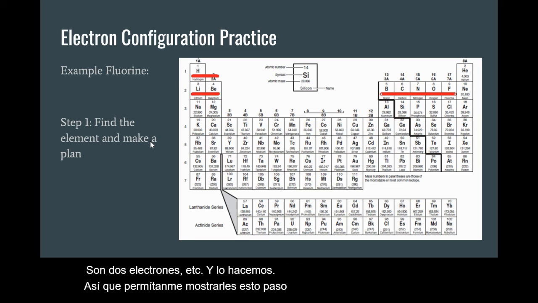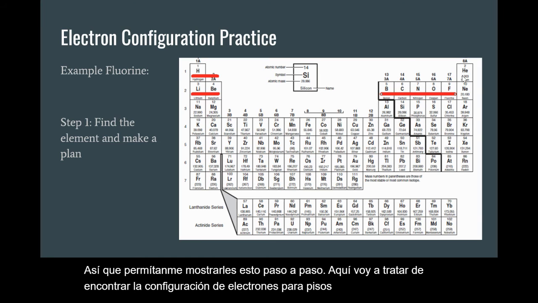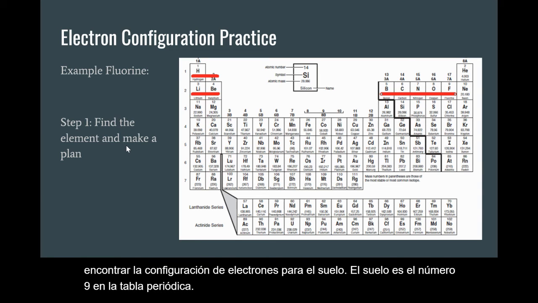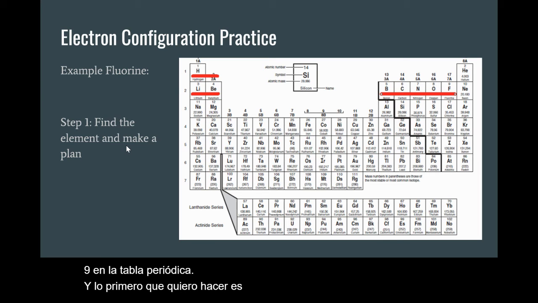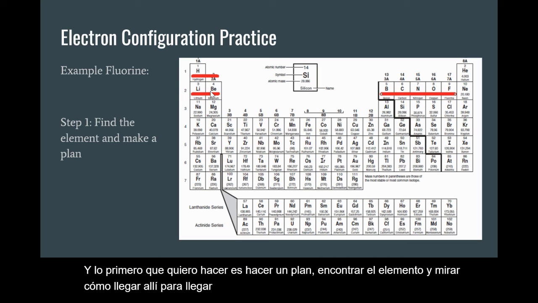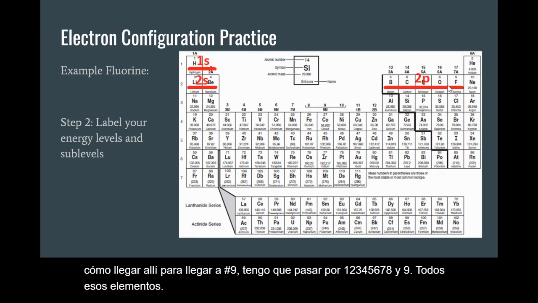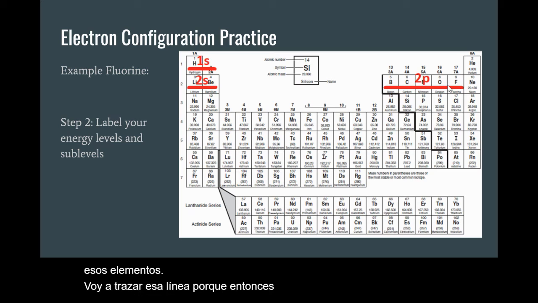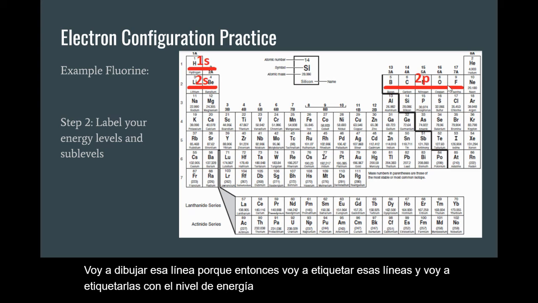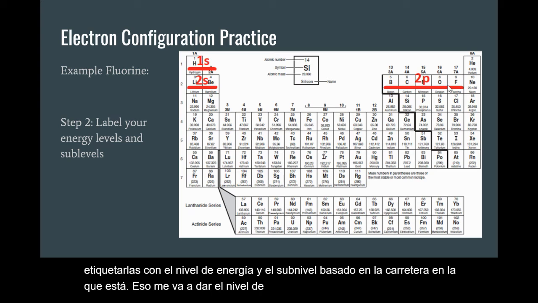Here, I'm going to try to find the electron configuration for fluorine. Fluorine is number 9 on the periodic table. The first thing I want to do is make a plan, find the element, and look at how to get there. So to get to number 9, I have to go through 1, 2, 3, 4, 5, 6, 7, 8, and 9, all of those elements. I'm going to draw that line because then I'm going to label those lines. I'm going to label them with the energy level and the sublevel based on the row that it's in. That's going to give me the energy level, and then the sublevel is which block it's in.